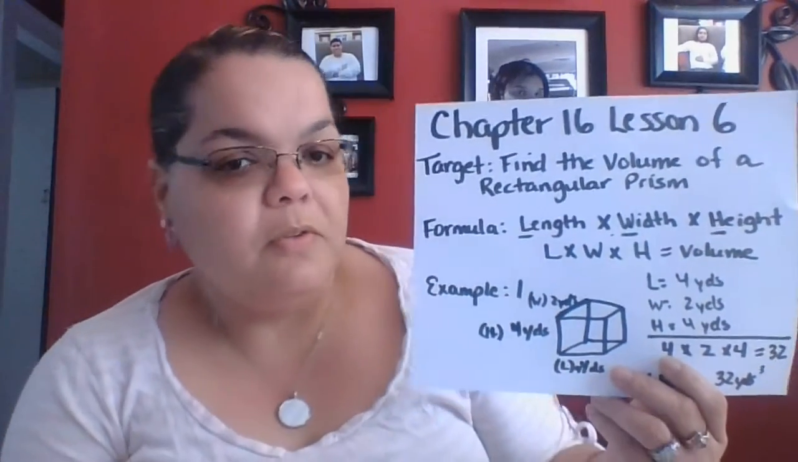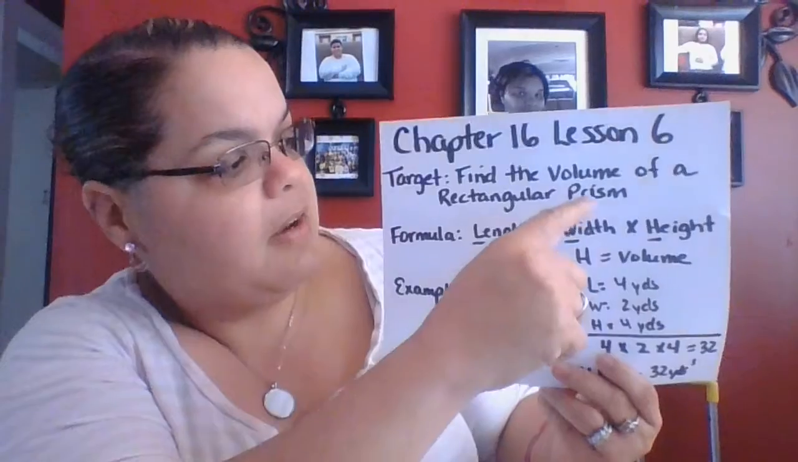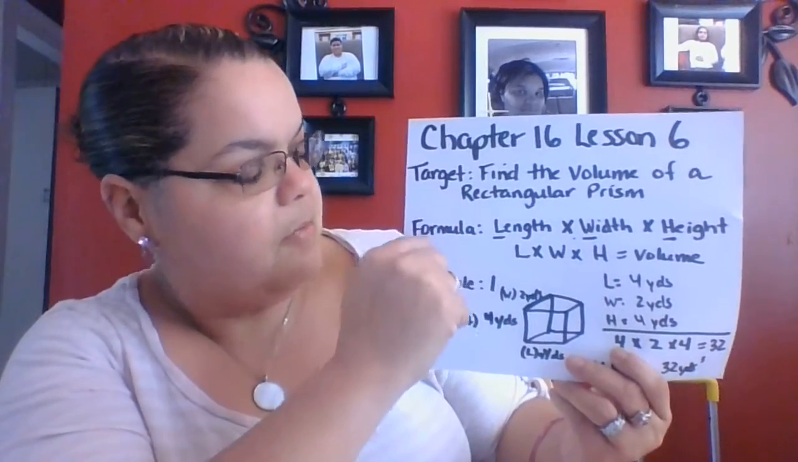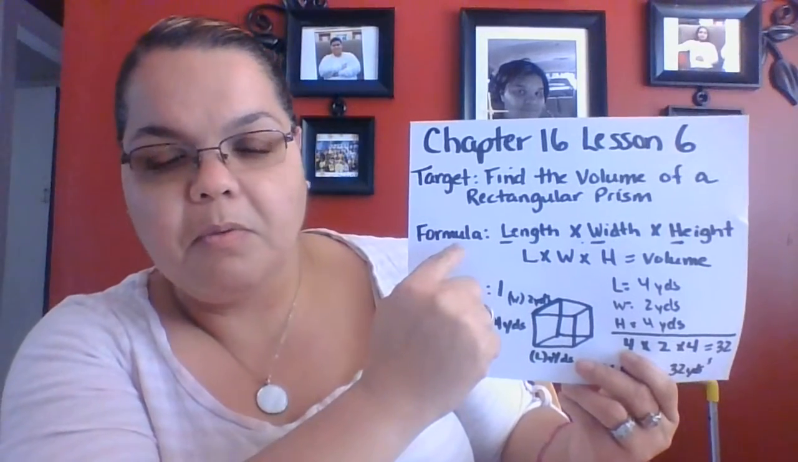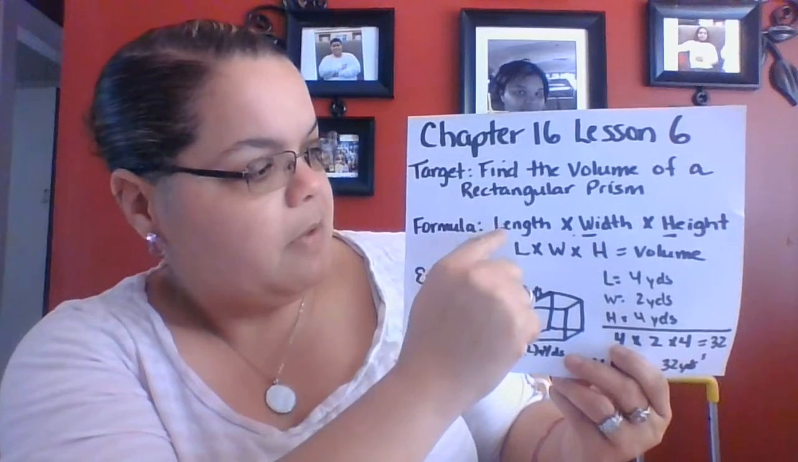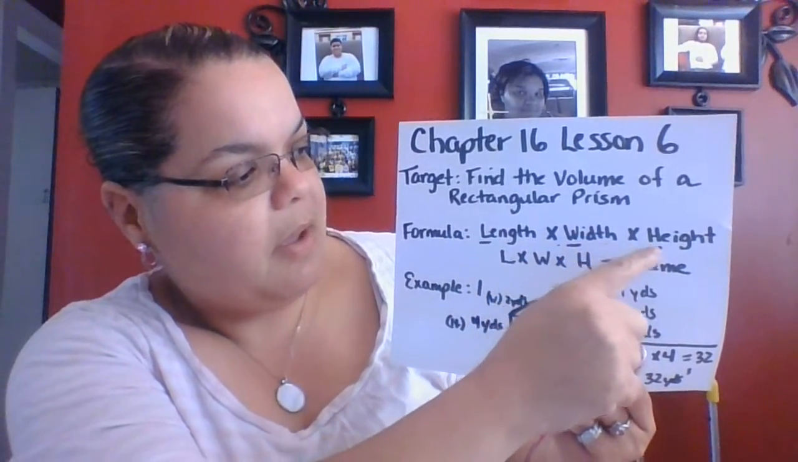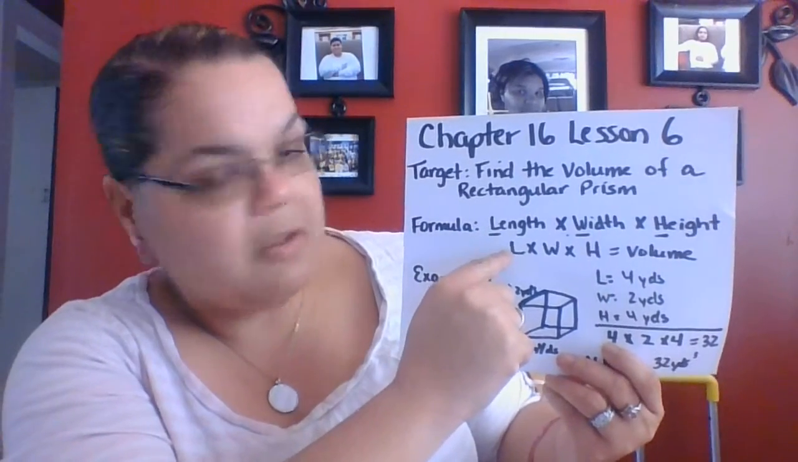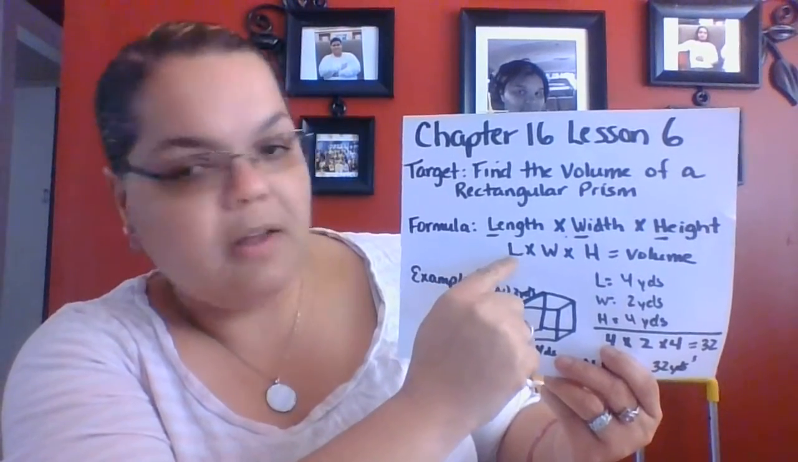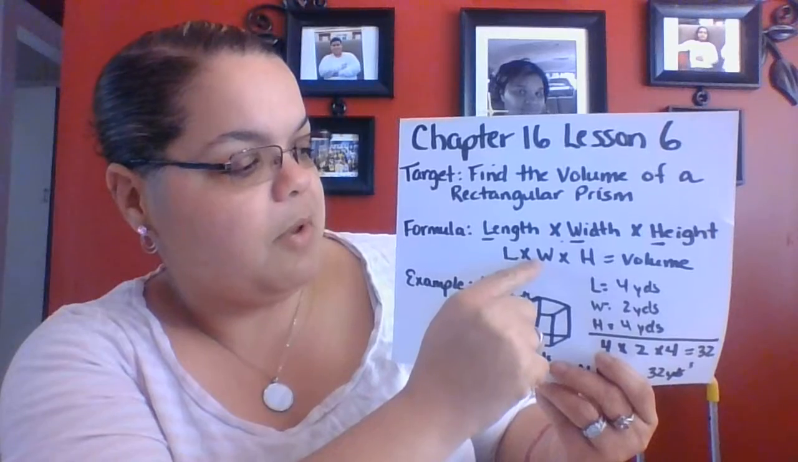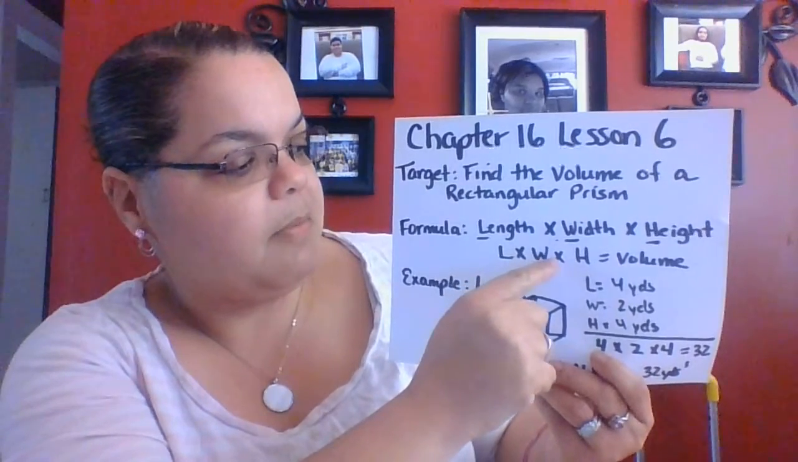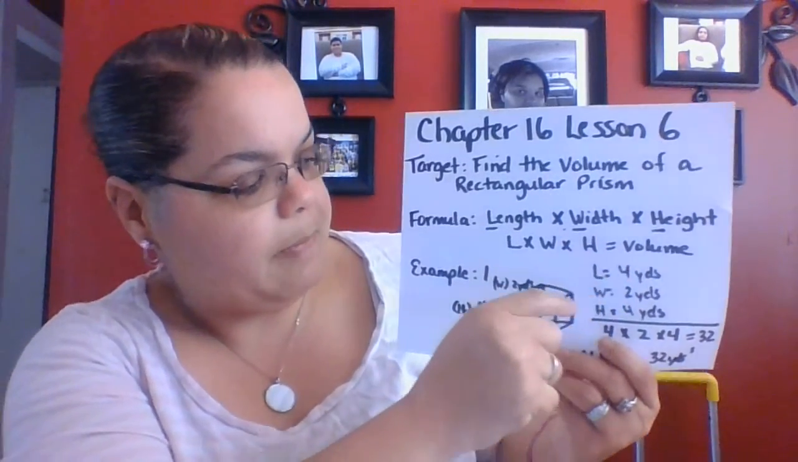Okay, so finding the volume of a rectangular prism, the formula that we're going to use, because we're getting into formula usage, is length L times the width times the height. Looking at just the initials: L, length, times W, width, times the height equals volume.